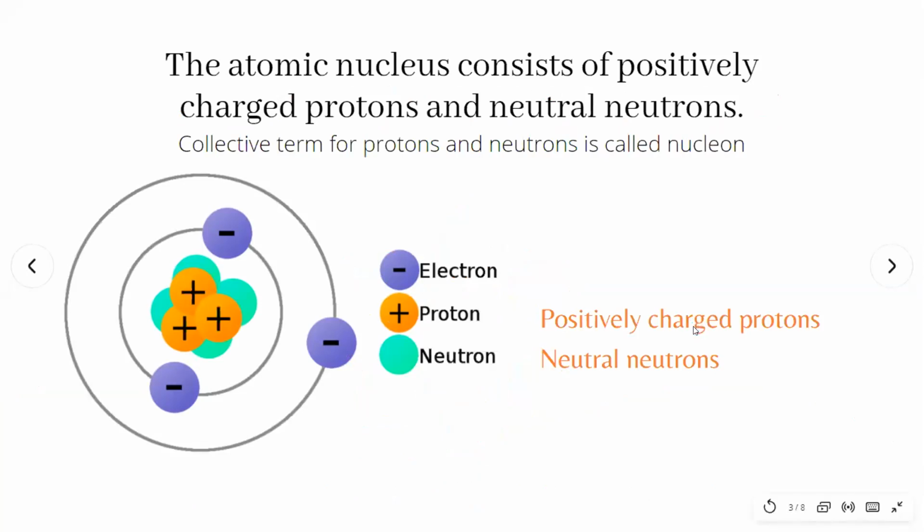The atomic nucleus consists of positively charged protons and neutrons, and the collective term for proton and neutron is called nucleon. And you can see here in the picture where the proton and neutron are located. So proton is a positively charged particle, and neutron is neutral.